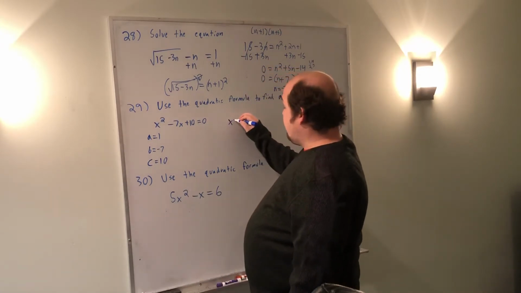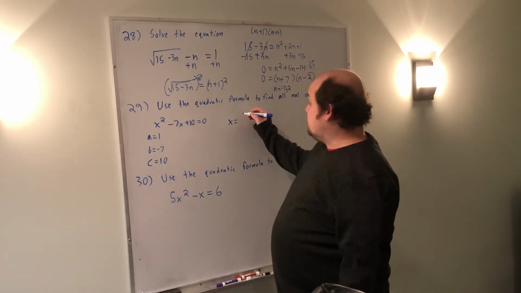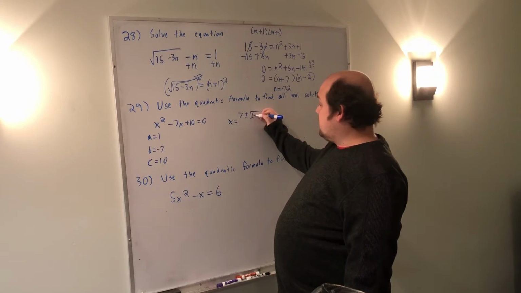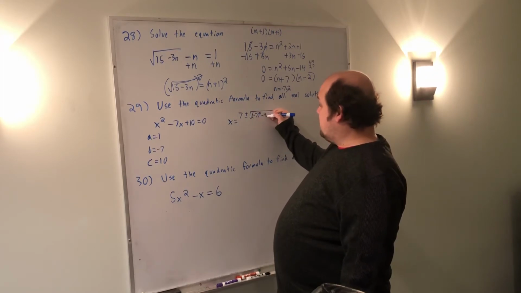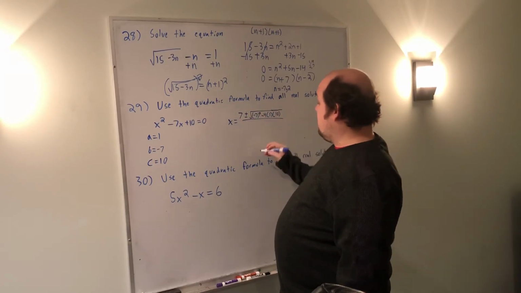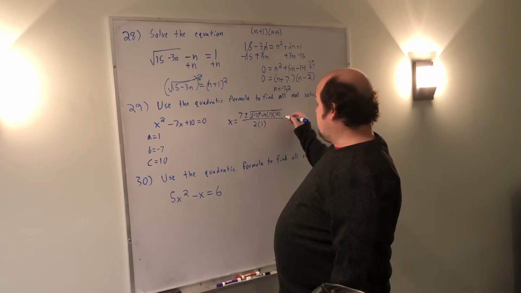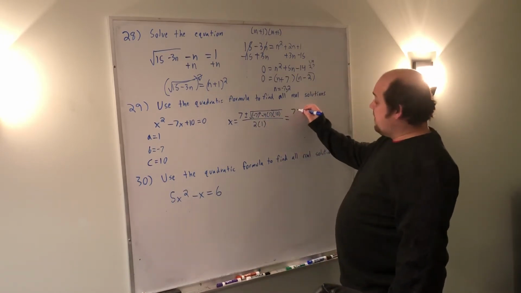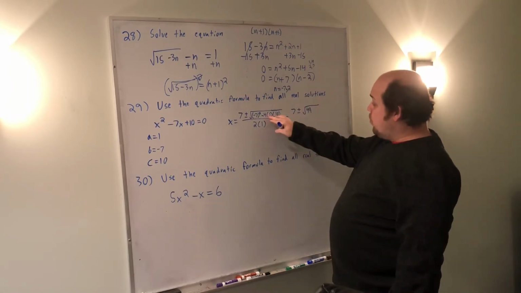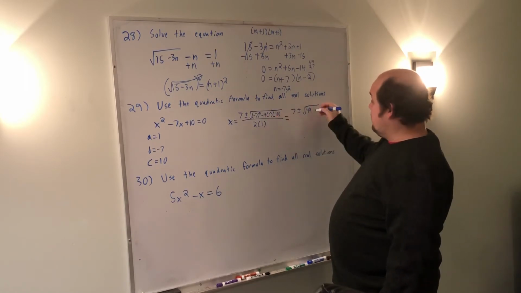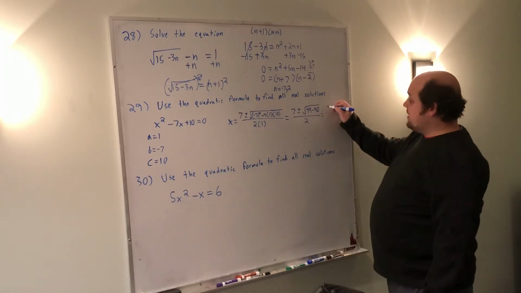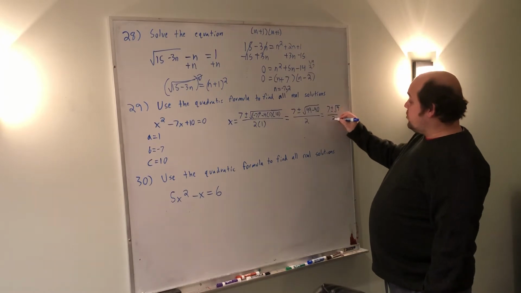I then use my quadratic formula, which says the opposite sign of b. Since b is currently negative, it's going to make it a positive 7, plus or minus the square root of b squared, so negative 7 squared, minus 4 times a, which is 1, times c, which is 10, all over 2 times a, which is 1. Cleaning this up a little, this becomes 7 plus or minus the square root of negative 7 squared, which is 49, minus 4 times 1 is 4, times 10 is 40. So 49 minus 40, all over 2. That becomes 7 plus or minus the root of 9 over 2.